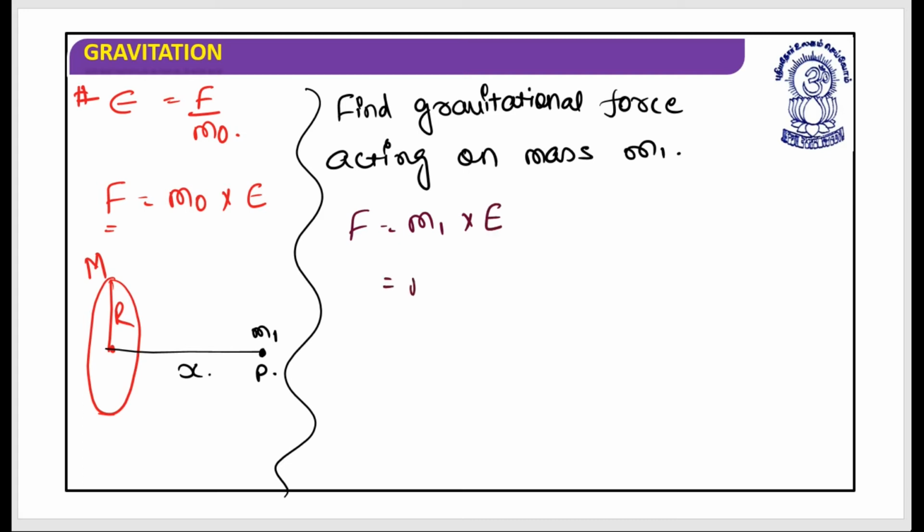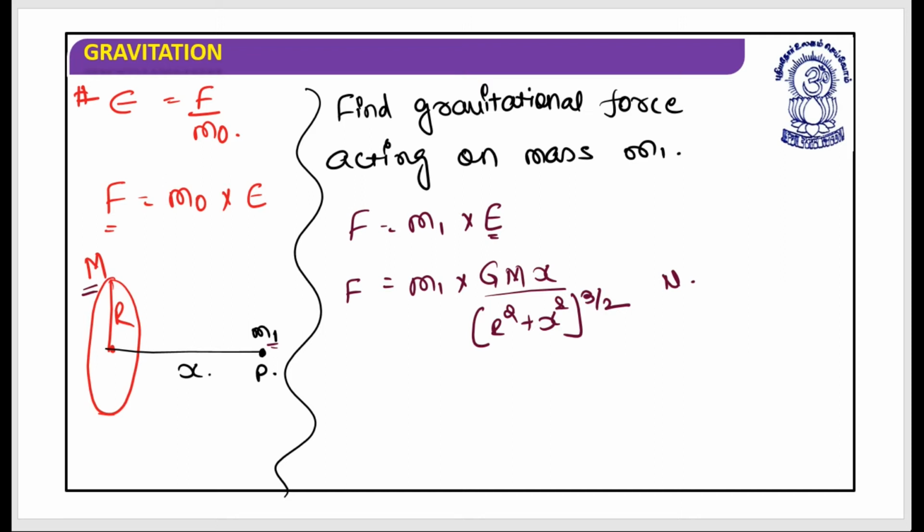So this is equal to m1 multiplied by the gravitational field due to this mass m. It's GMx divided by (r square plus x square) to the power 3 by 2. That's it, in newtons. This is the force acting on mass m1, which is placed on the axis of the ring at distance x from the center. Do you understand this? Are you sure?